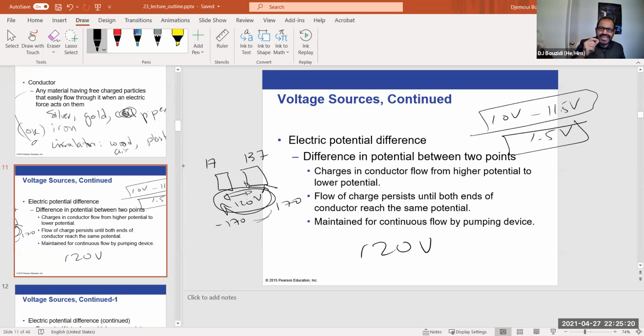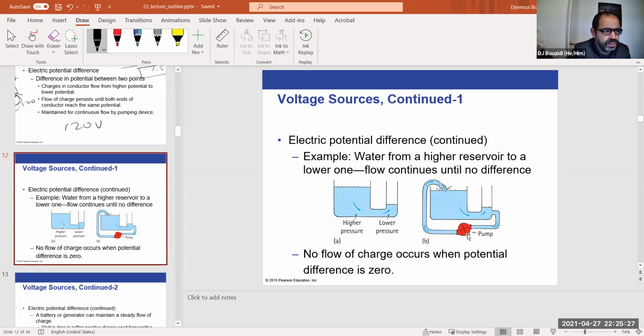So the difference in potential is really like the difference in pressure we saw earlier in the mechanical system. Here is the mechanical system again. No flow of charges occurs when the potential difference is 0. When the two fluids reach the same height, this one drops to this level and the other rises to this level, there will be no more motion of the fluid whatsoever.